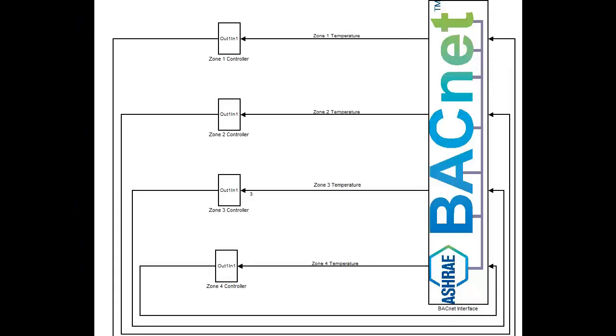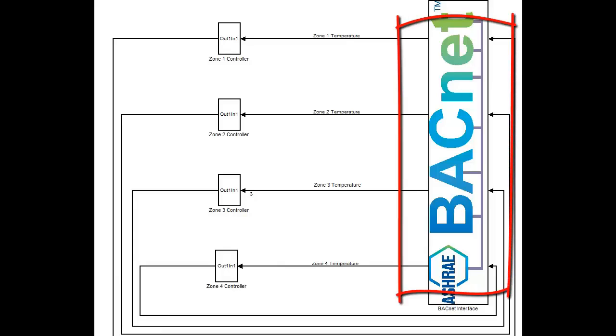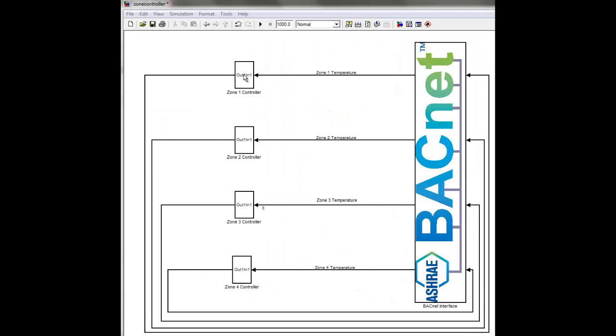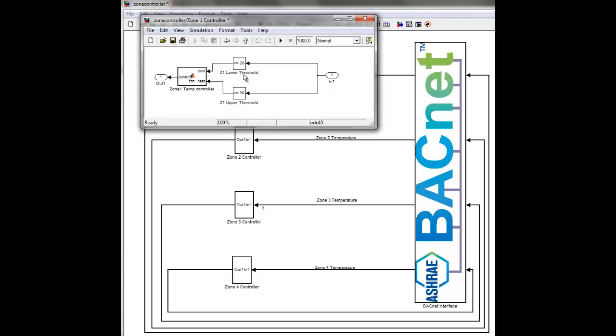We implemented a BACnet interface in Simulink that allows us to exchange BACnet messages with our building testbed. The zone temperatures of each zone is sent via BACnet to the zone controller, which calculates the actuation signal, which is then sent back to the building via BACnet. In this example, we are using a simple rule-based control for the zone, as shown here. The control tries to keep the temperature of the zone between the desired threshold.